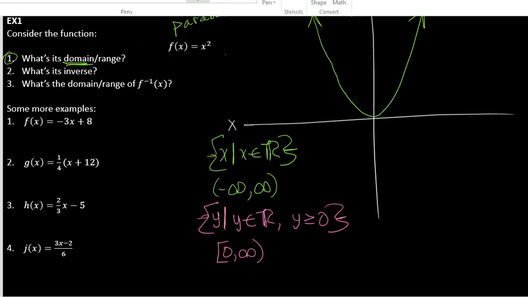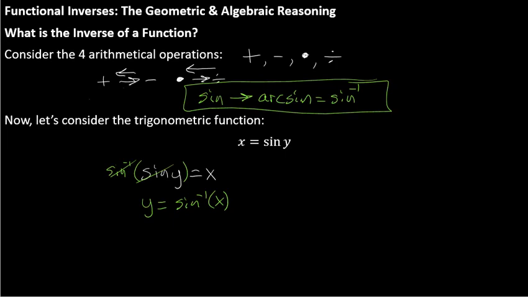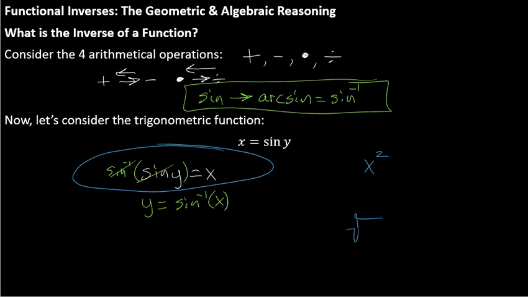Now let's talk about its inverse. Well, what is the inverse of x squared? So if I've got x squared, what is the inverse? Going back to what we did with sine and arcsine. What's the inverse of squaring something? Well, the inverse of squaring something would be the square root of something, right?